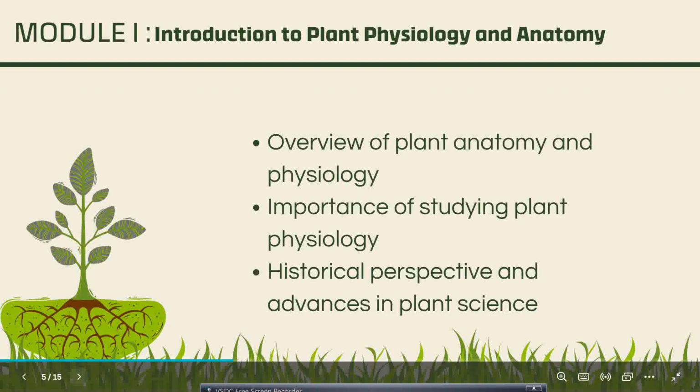So in this course, basically we have 10 modules, and each module is arranged in such a way that first there will be the basics of plant physiology and anatomy. We will be understanding the structure, then the relationship between the structure and the functions they carry out, and then we will be discussing the physiological functions happening in the plant. Okay, so our module 1 is the introduction to plant physiology and anatomy. We will be overviewing plant anatomy and physiology, the importance of studying plant physiology, and the historical perspective and advances in plant sciences.